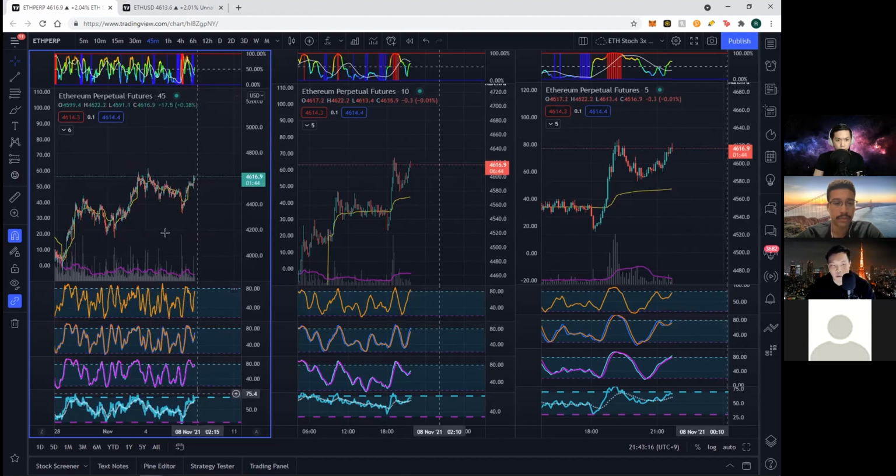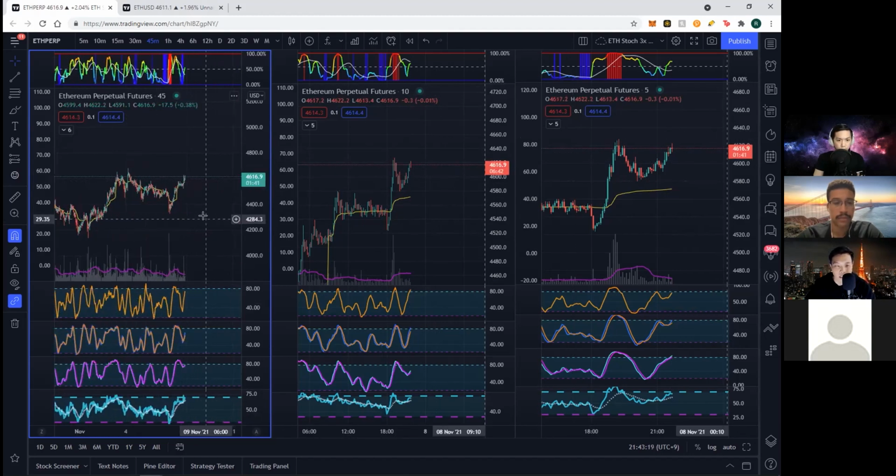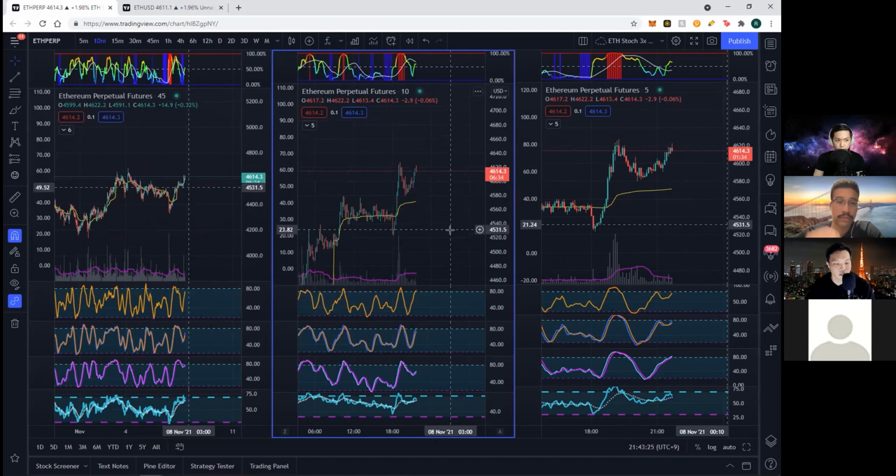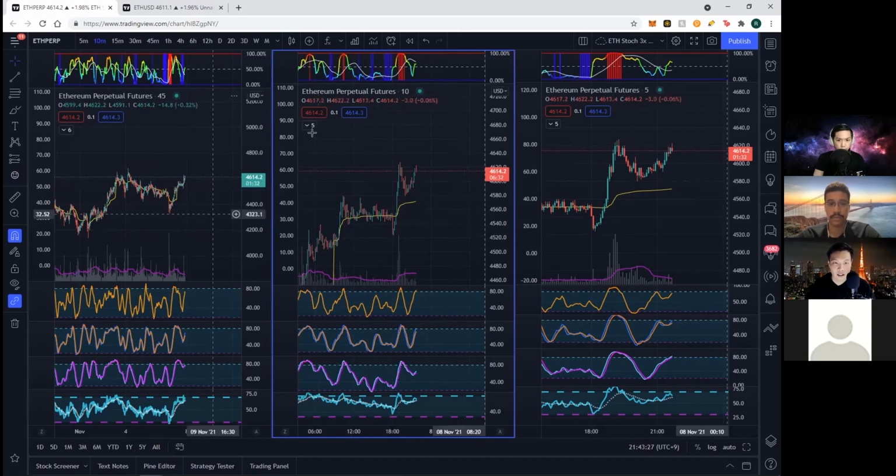I'd say it's looking much more bullish than BTC. And ETH is leading the altcoin market. So keep an eye out for ETH. Yeah, that's my analysis for this. Thank you.